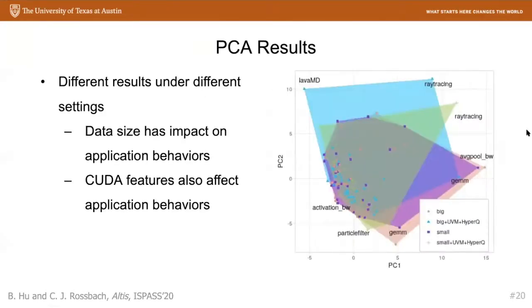Here is a graph showing the first and second principal component space of all applications in Altis. We can see that even when the same application is exposed to different data sizes or different CUDA features, it usually tends to exhibit different behaviors under different settings. This shows data size and CUDA features have a direct impact on application behaviors.